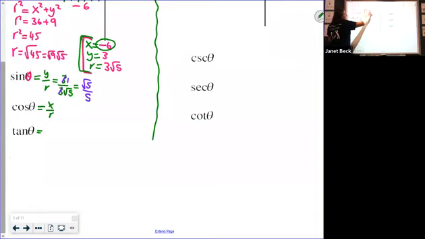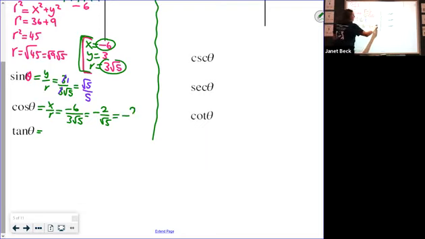I'm not going to do all of these, but if I needed to, the cosine is x over r, so it's this x divided by that r. It would be -6 divided by 3 times the square root of 5. I can divide top and bottom by 3 again, so I'd have -2 over the square root of 5. Rationalize your denominator: -2 times the square root of 5 over 5. That would be your cosine of theta.